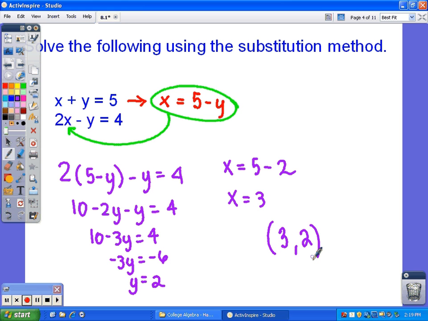And again, the answer would be the ordered pair. Remember, ordered pairs have to be x then y. Doesn't matter which order you solve them in. Ordered pairs are x and y, so my answer would be 3, 2.